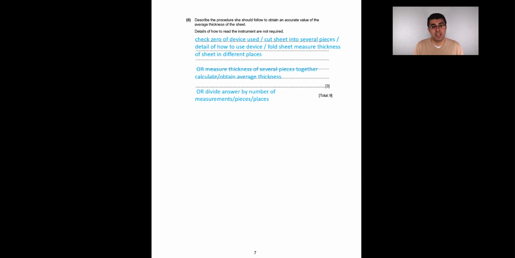Repeat the experiment and take an average. All of these will give you the marks. Now, really what they were looking for, check for zero error, repeat the experiment, take an average is 1 mark. Measure the thickness of several sheets would be a mark, and divide by that number would also be a mark. Now, some people said don't use several sheets. They said fold it. Others said cut it into several pieces. All of these are ways of saying measure multiple thicknesses. So that would have been perfectly fine.